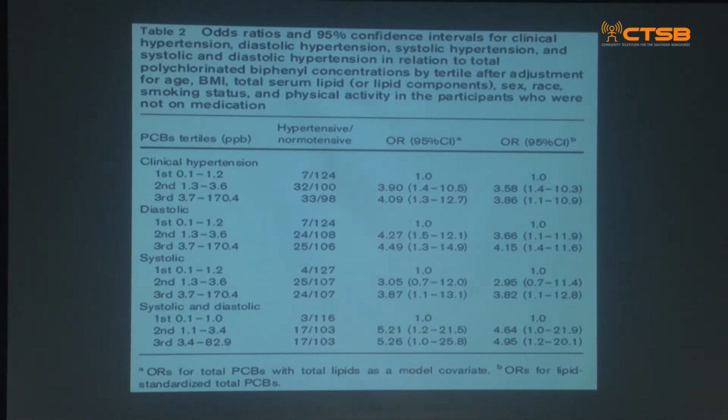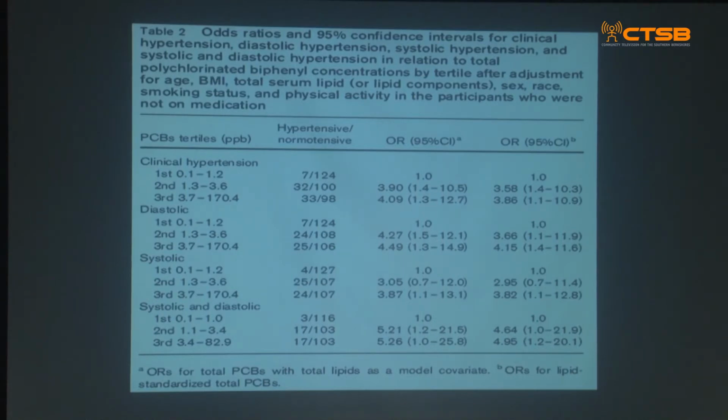So we divided this group of people into three groups: those with the lowest amount of PCBs, those with the mid amount, and those with the highest. What we found, if you compare the lowest to the highest group, is 5 times the rate of having high blood pressure in the people with high PCB levels.